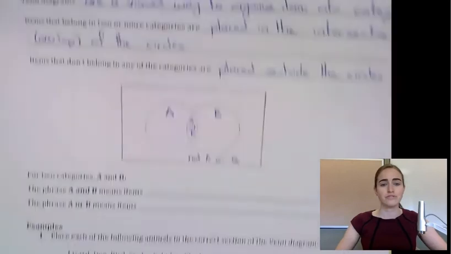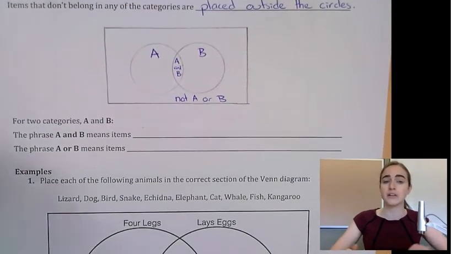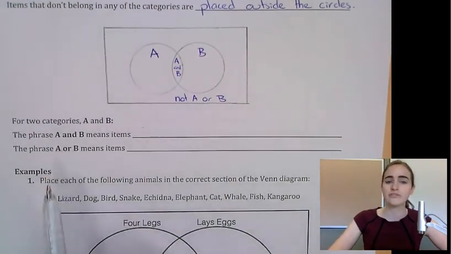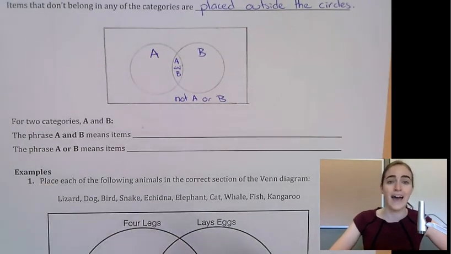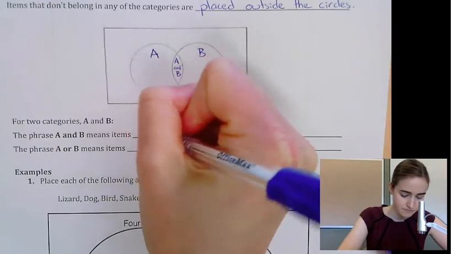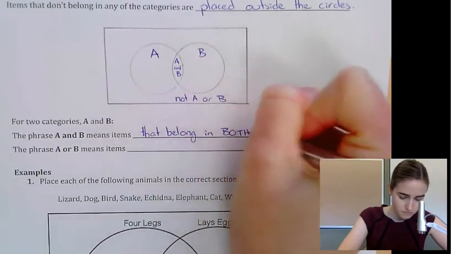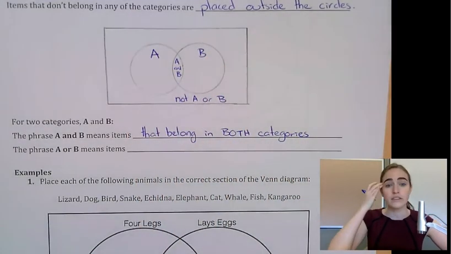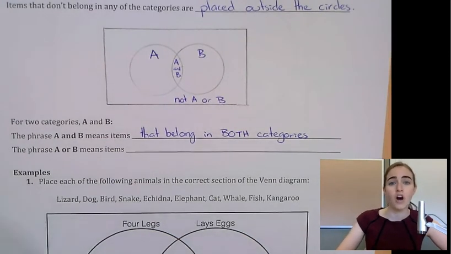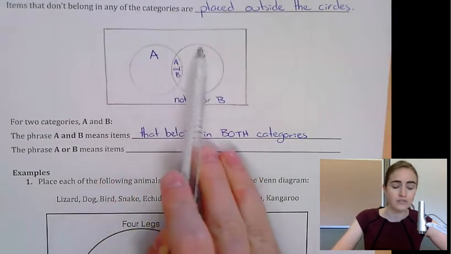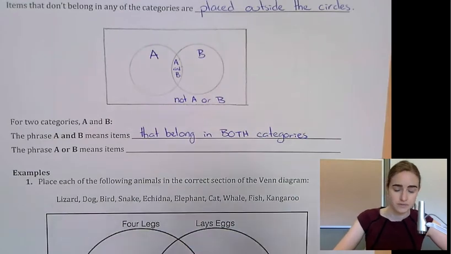All right, so if we have two categories A and B, like we do in our diagram, we've got two different phrases that we need to know the difference between. If we have the phrase A and B, that means the item belongs in both of those categories. The next one is the phrase A or B, which means items that belong either in A or B or both. So anywhere in either of these two circles or the overlap.